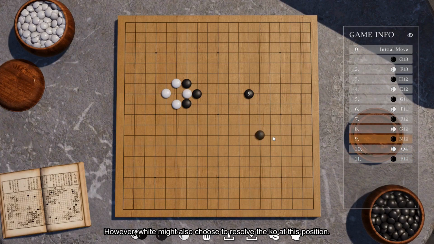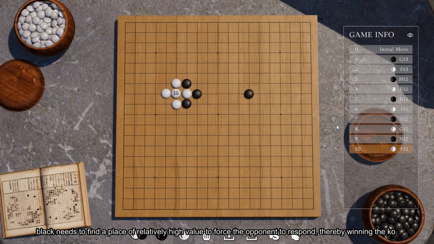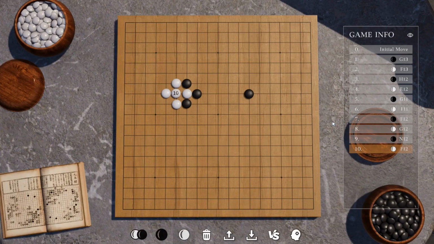However, white might also choose to resolve the KO at this position. So here, if black wants to win this KO fight, black needs to find a place of relatively high value to force the opponent to respond, thereby winning the KO.